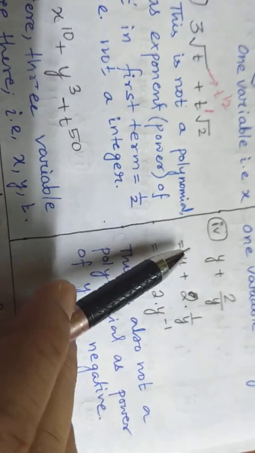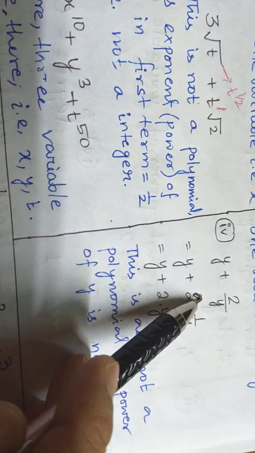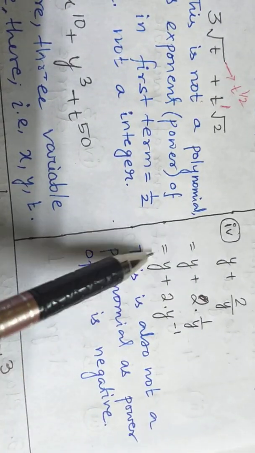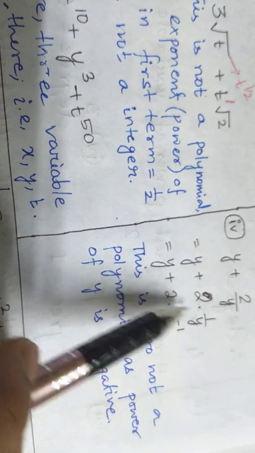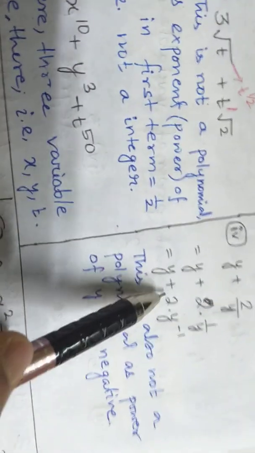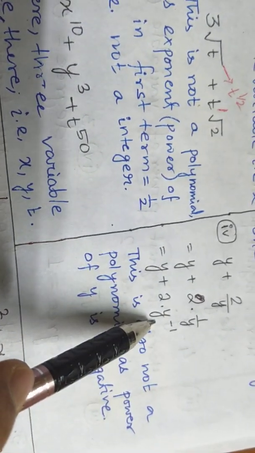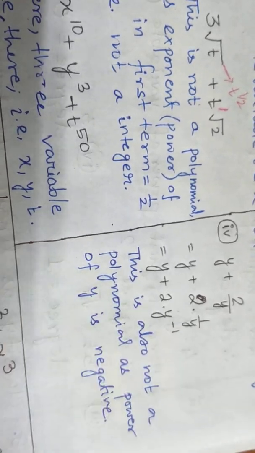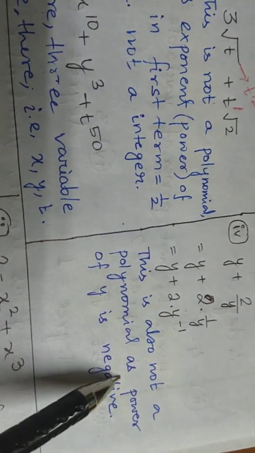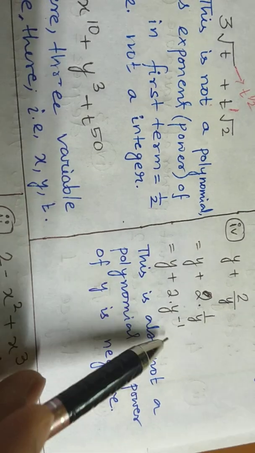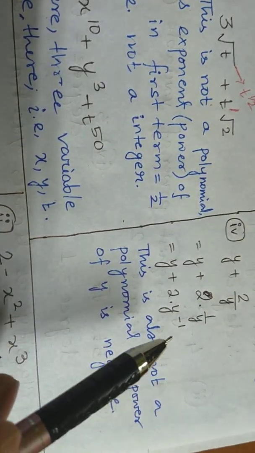Question number 4 is saying y plus 2 by y. If we simplify, we can write y plus 2 into 1 by y, and 1 by y is equal to what? y to the power minus 1. So this is also not a polynomial. Why? Because here the power of the variable is negative. It must be a positive number.